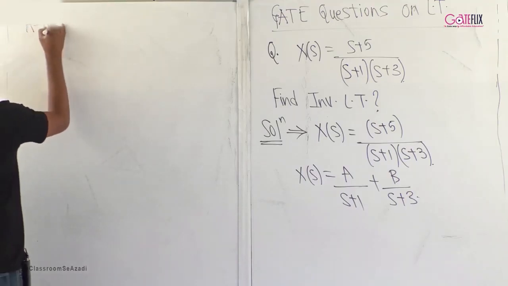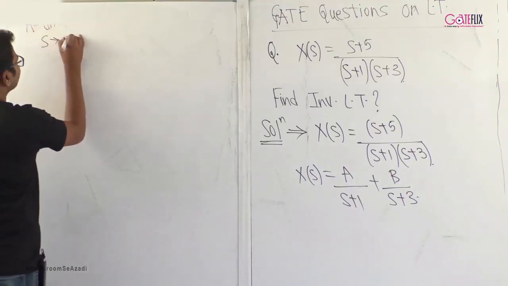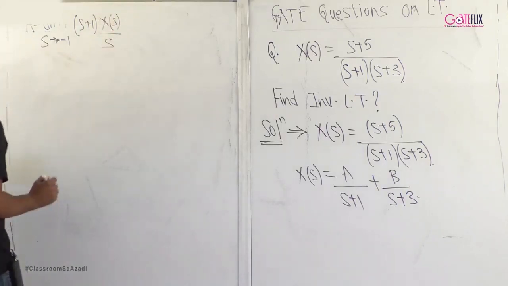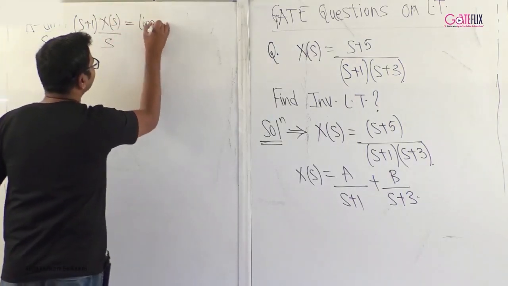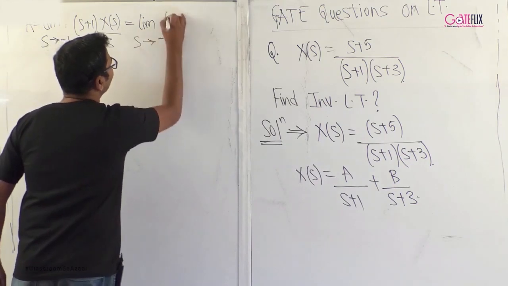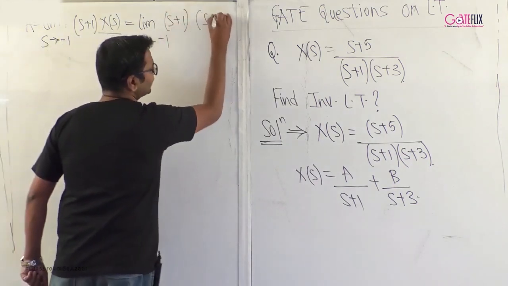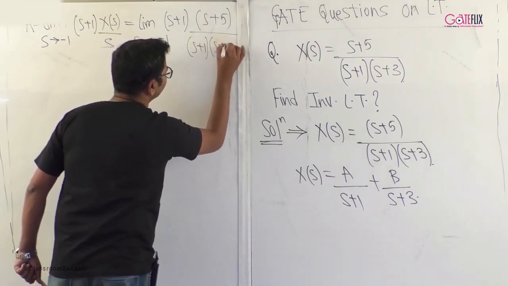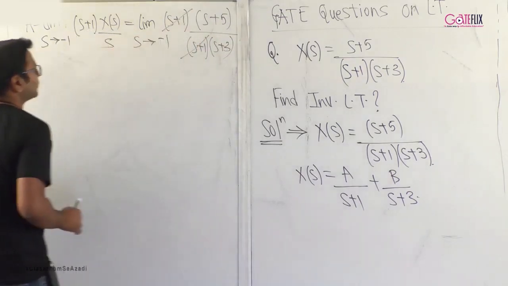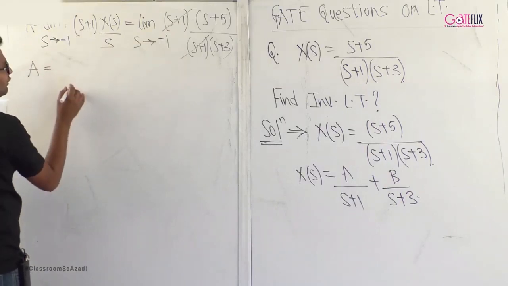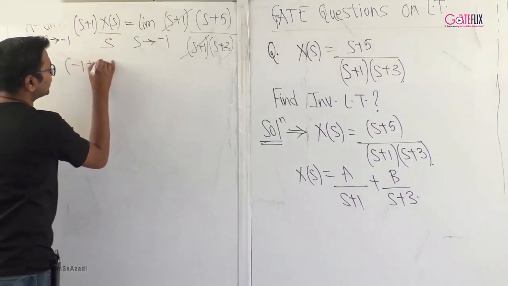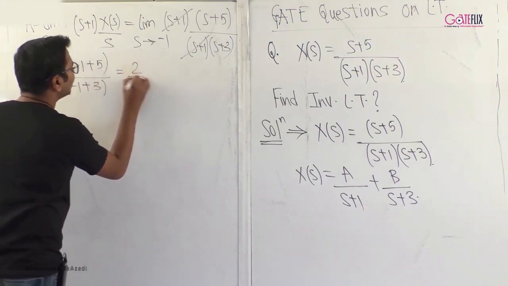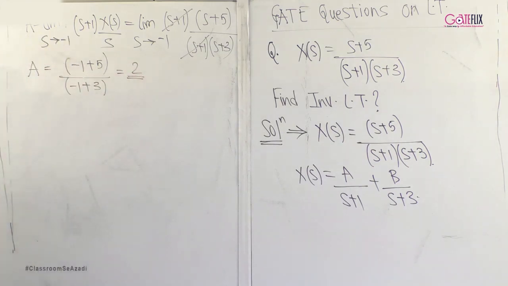A is given as limit s tending to minus 1, s plus 1 into capital X of s. Therefore, this will be limit s tending to minus 1, s plus 1 into capital X of s, which is s plus 5 divided by s plus 1 into s plus 3. S plus 1 will get cancelled. Therefore, A will come out to be minus 1 plus 5 divided by minus 1 plus 3. So, A comes out to be 2.